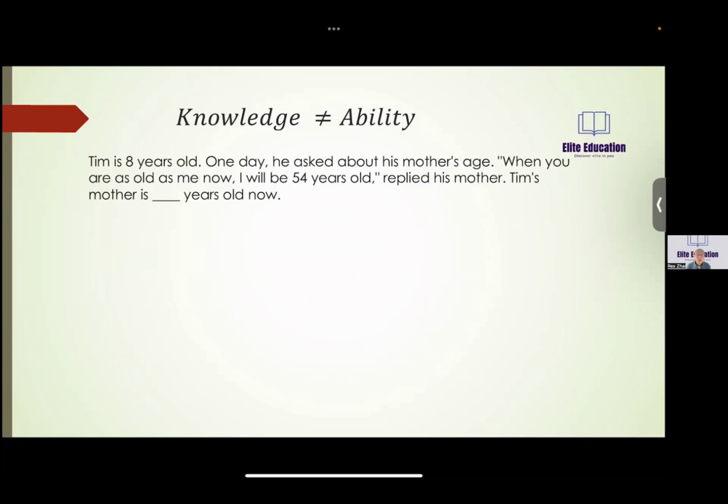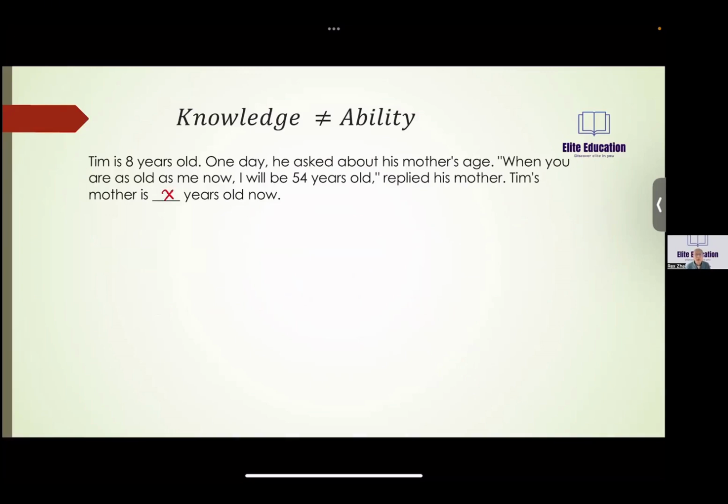One day he asks his mom, "Mom, when I am as old as you are now, how old will you be?" Mom says, "I'll be 45 years old." So, how old is Tim's mom? Many parents, and even many of my students, proudly tell me, "Teacher, I know how to solve this."